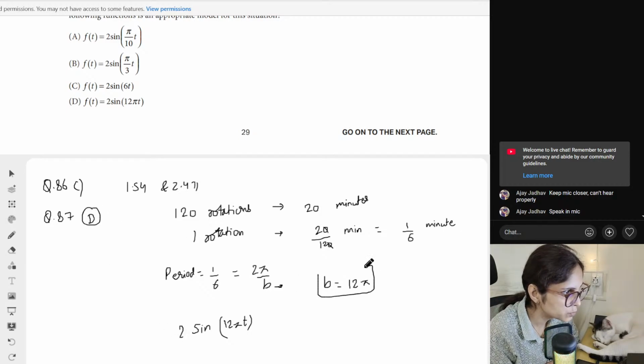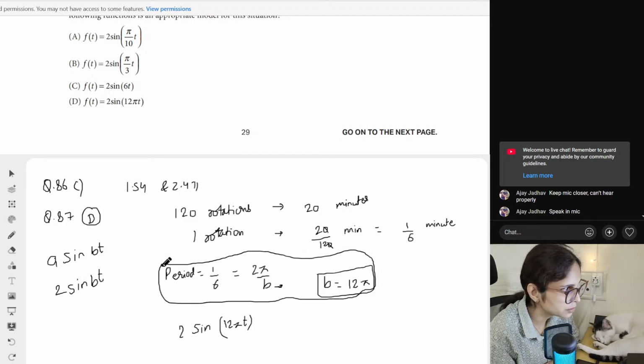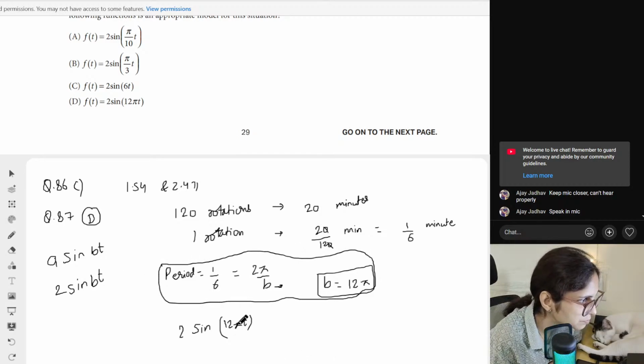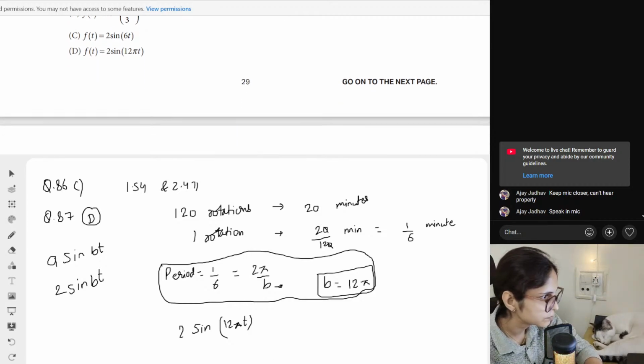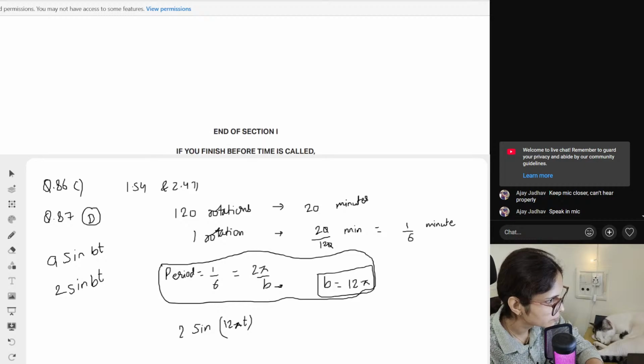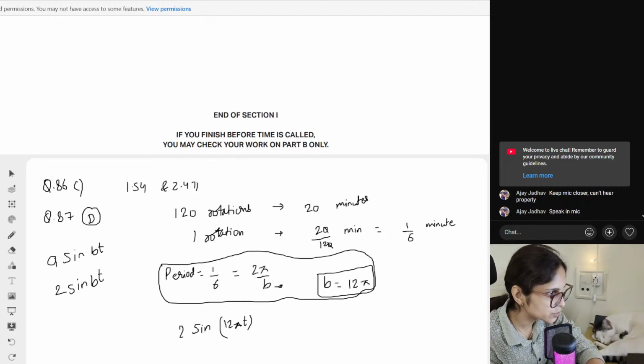Because the value of B is 12 pi, and the function is A sine Bt. A is 2 because that is there in all the options. And to find B, we are using this particular relation. Yeah, that is it. This section is done.